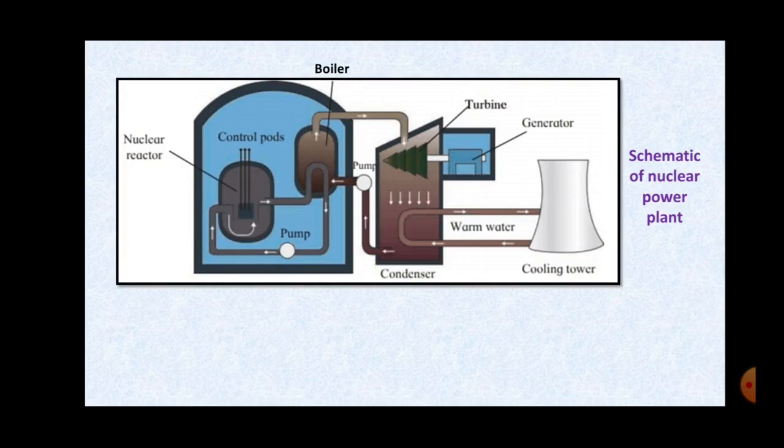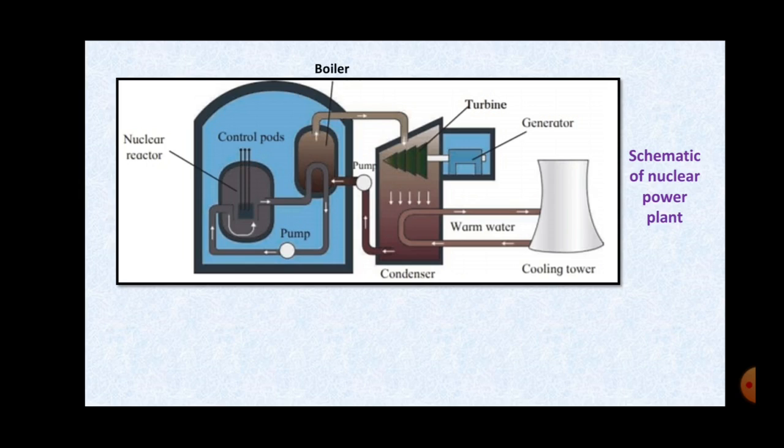Now, let's see how a nuclear power plant looks. You can see the schematic presentation of a nuclear power plant. There is a nuclear reactor where the nuclear fission reaction takes place. It is connected to the boiler. The further three steps are the same: boiler, turbine and generator. The only difference is how the steam is produced, to convert the water into steam to run the turbine.